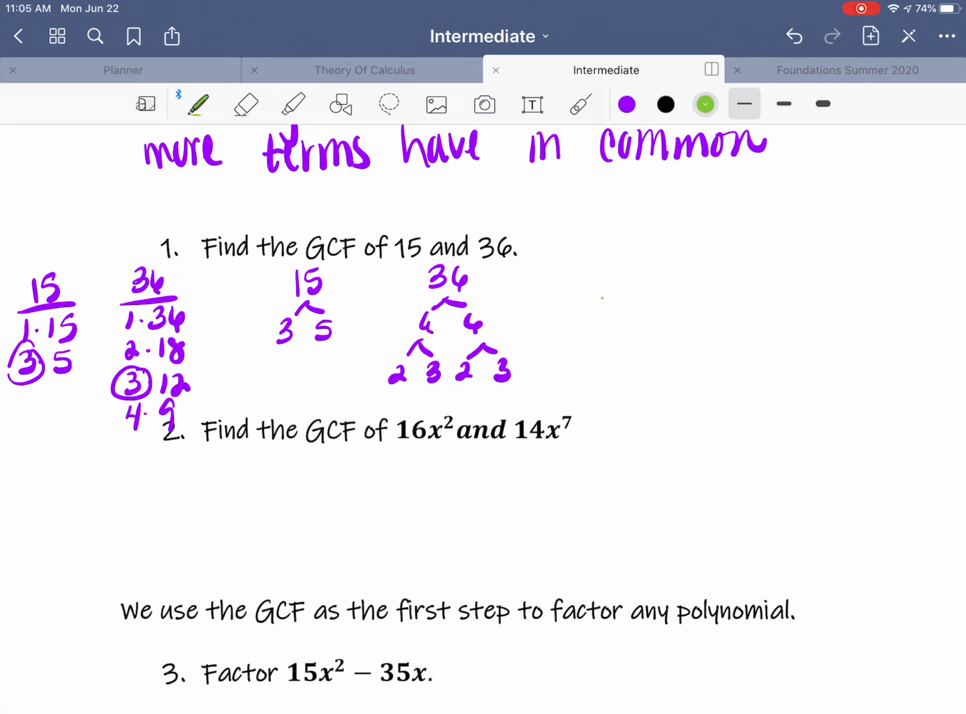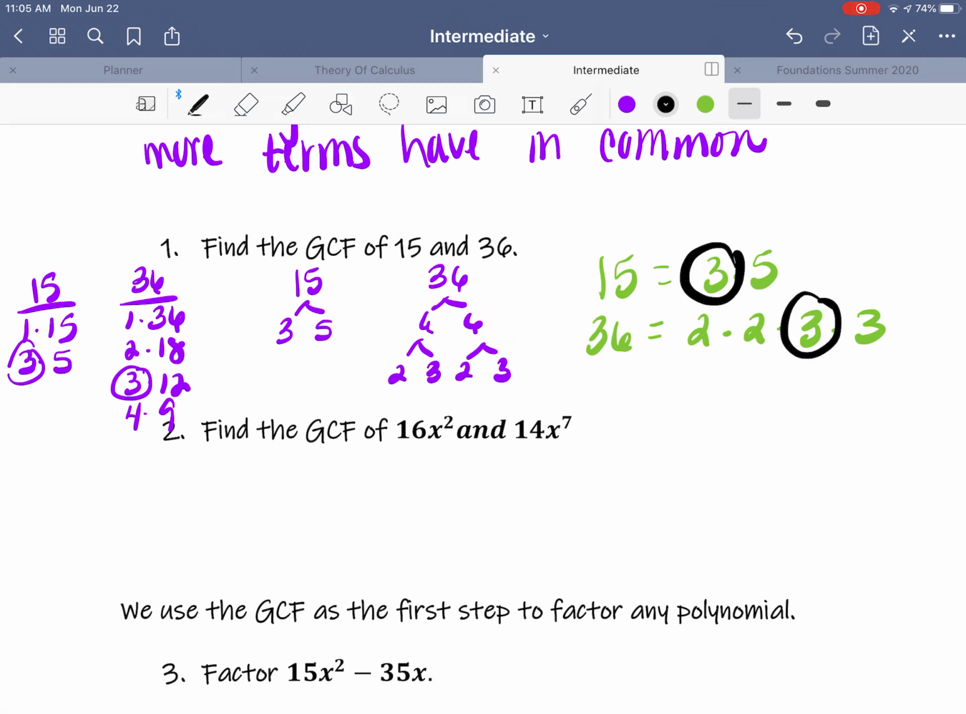I'm going to write those out. 15 is 3 times 5. 36, I'm going to keep it expanded for the sake of this lesson. And then you circle what they have in common. So you can see it's the same as we got over here. You can use either method. It really doesn't matter. I'm just using the method I've done here for the sake of the lesson. So their GCF, greatest common factor, is 3. That is the largest number that both numbers divide by.